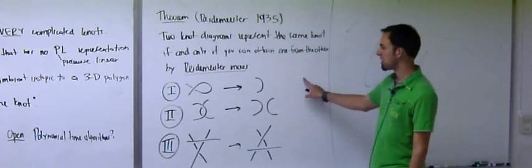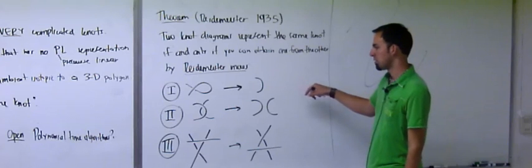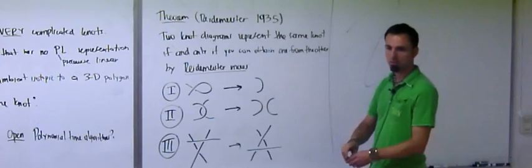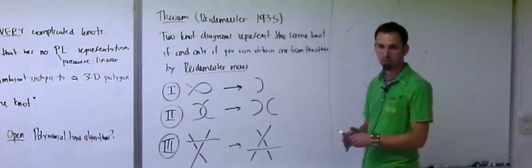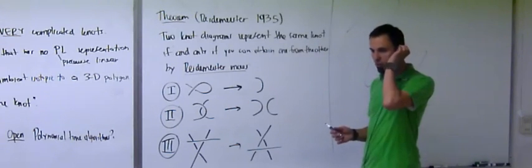And what this theorem says is that actually you can tell if 2 knots are the same by this criterion, whether you can get from one to the other one using only these 3 kinds of moves. You have a question, Kim?